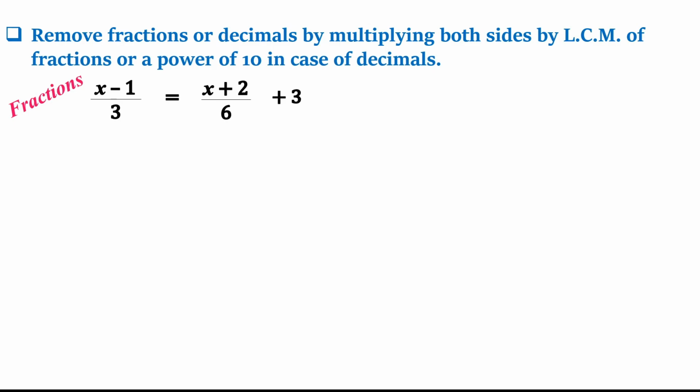Here we have a question where on the left hand side I can see a fraction, x minus 1 with a big bar and then 3. On the right hand side I have a fraction x plus 2, that complete x plus 2 is the numerator, upon 6, and plus 3 is separate. So actually there are 3 terms: x minus 1 upon 3, then x plus 2 upon 6, and then plus 3, of course separated by the equal to sign.